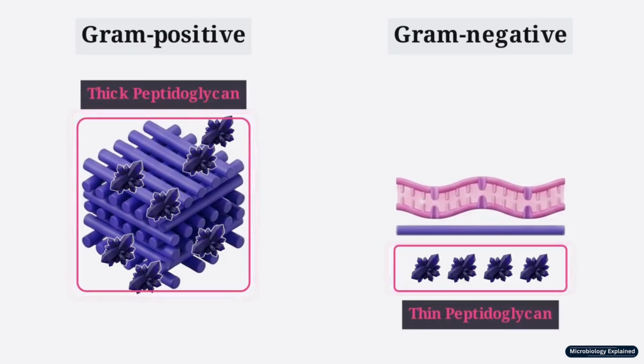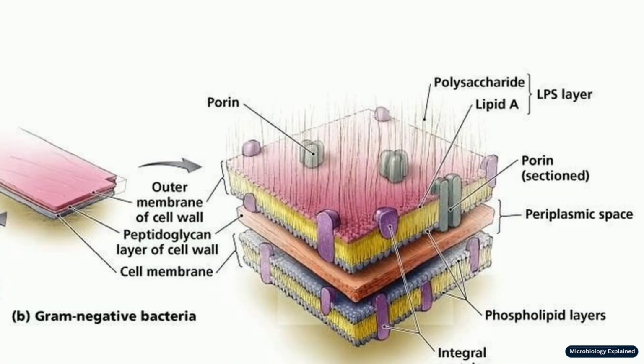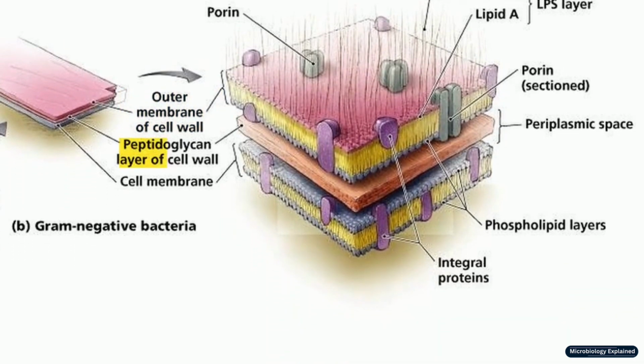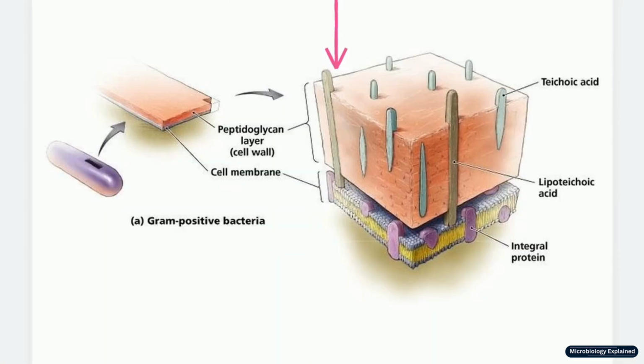the next step. Now we reach the critical chemical crucible, the decolorization step. We drip an alcohol or acetone solvent across the slide for roughly 30 seconds, and no longer. When the alcohol solvent hits gram-negative bacteria, it rapidly dissolves their thick outer lipid membrane. With this barrier gone, the remaining thin peptidoglycan layer cannot hold the dye, and the large purple complexes wash away entirely. The gram-positive bacteria react differently.